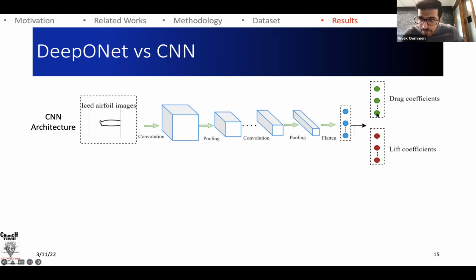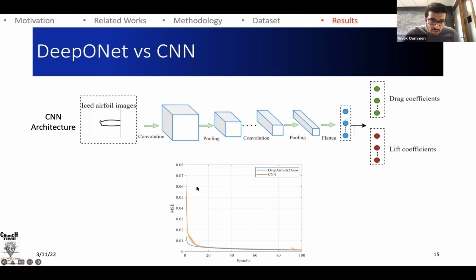One of the disadvantages compared with DeepONet is that in DeepONet we can predict for any value of alpha, but here alpha has to be set as a hyperparameter. It has to be fixed during the training of the model. So we fix the resolution of alpha for the prediction of drag coefficient and lift coefficient, and they do the prediction.